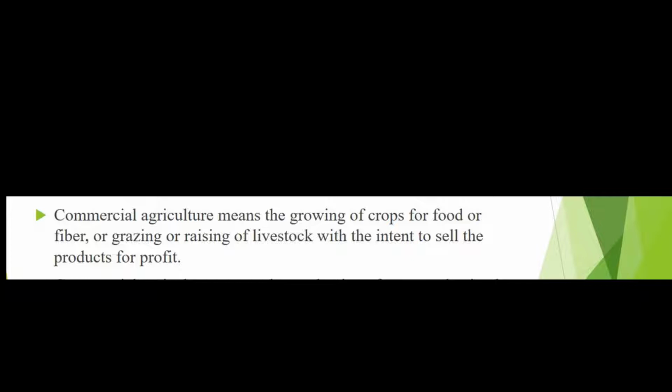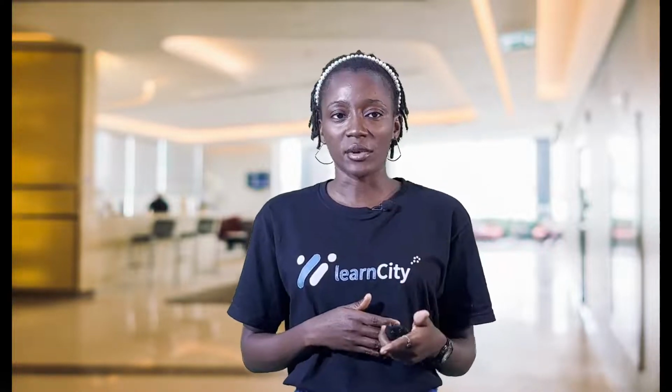But commercial agriculture means the growing of crops for food or raising of animals, and this is to sell the produce and to get in return a profit. Commercial agriculture is for everybody, production of crops and animals for sale. Let's rerun it again. The meaning of subsistence agriculture is production of crops and animals for just the farmer and his family, while commercial is production of crops and animals for profits, for sale.